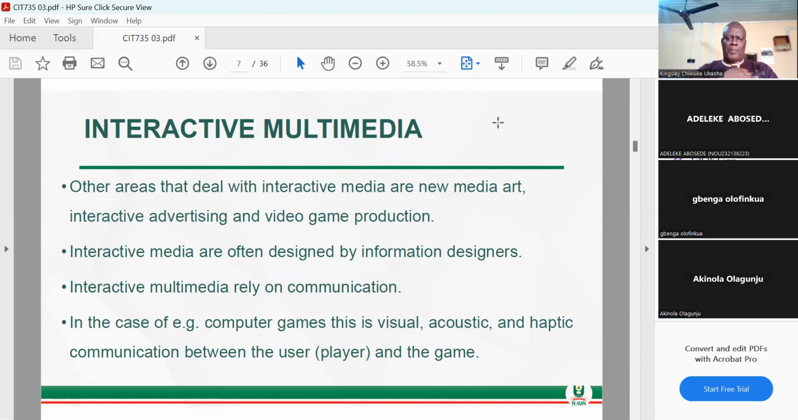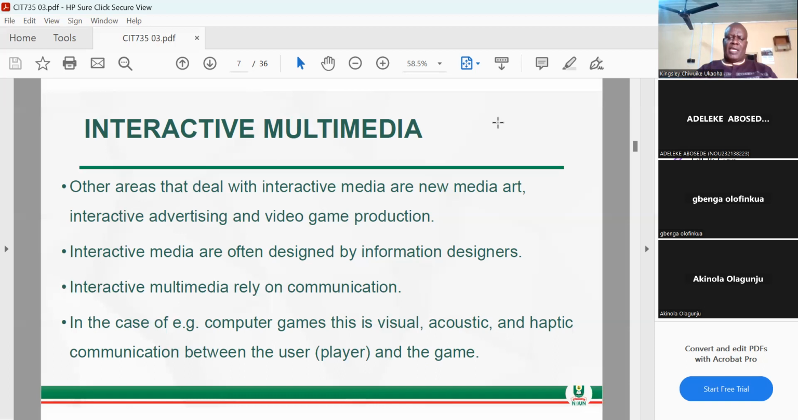So in the case of computer games, the communication here is visual. When you say visual, you are using your eye to watch the game, follow every movement. Oh, they are simulating Chelsea-Arsenal match, and you are just moving everything around the scene. Your ears are also watching acoustic, the sound that they are making. Oh, you are watching a boxing match, and the moment they land a blow on somebody's jaw, you hear the sound, boom. That is the acoustic.